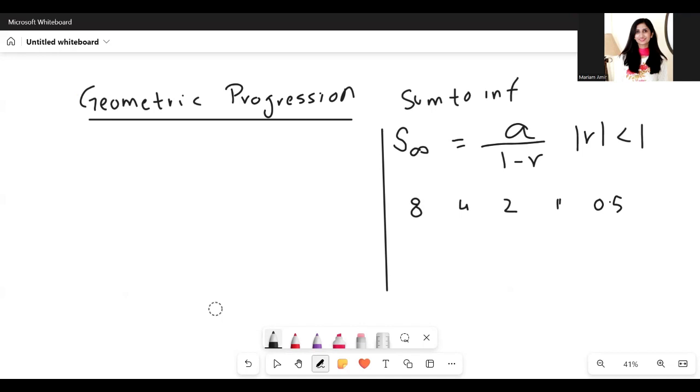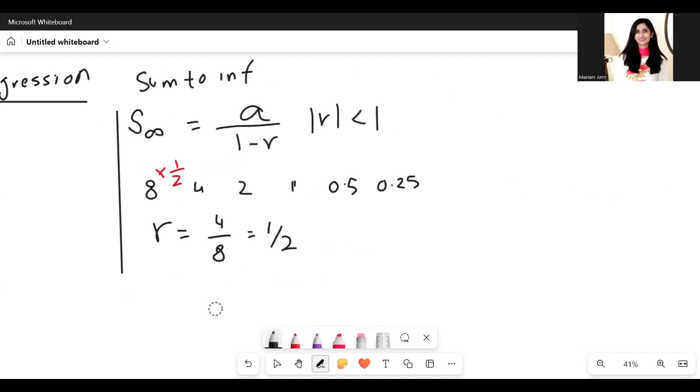So what's happening now? Every term is becoming smaller. Why is that? Because r is what? A term divided by its previous term. So r is half. So the term keeps getting halved. 8 gets halved, becomes 4, 4 gets halved, becomes 2, and so on. When 0.5 gets halved, it will become 0.25. So when this keeps happening for some amount of time, this becomes smaller, smaller, smaller. Eventually, it becomes 0.